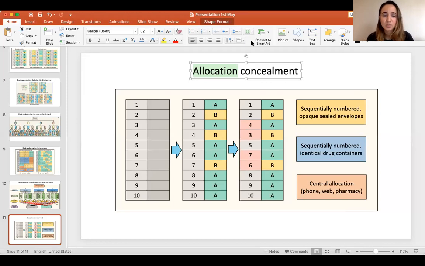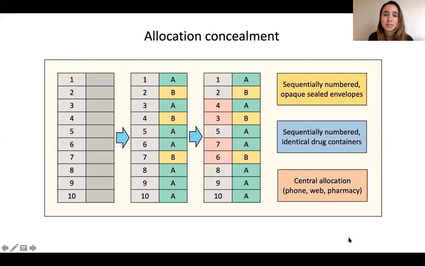Sometimes, I guess, as a student, I had this misconception and didn't really understand the concept of if it's possible to have allocation concealment in an open label trial. Yes, it is. I don't know if someone has this doubt, but I just would like to clarify.